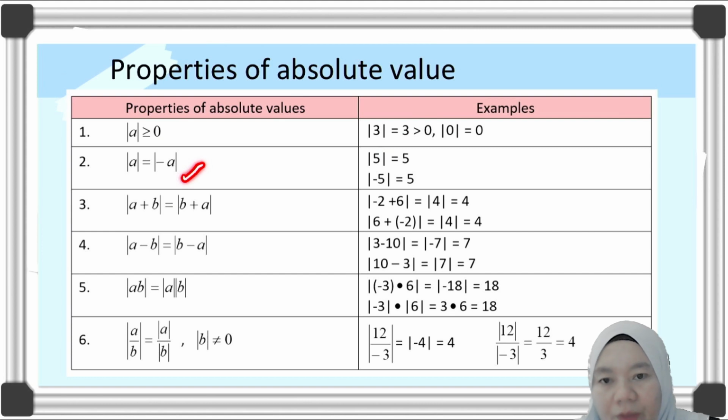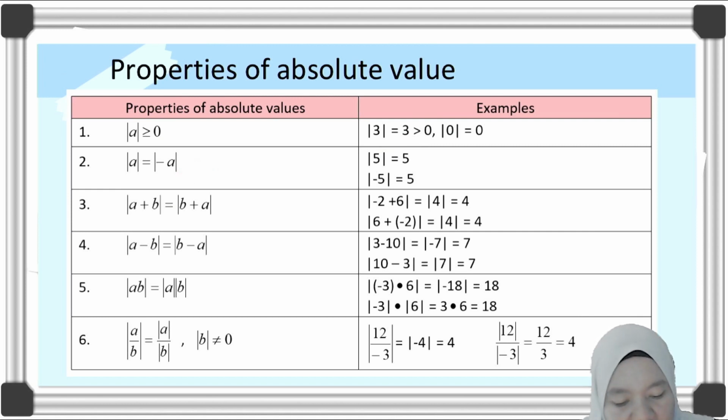Second property, the absolute value of a is equal to the absolute value of negative a. Now look at the example. The absolute value of 5 is 5, and the absolute value of negative 5 is also 5. So the conclusion is that the absolute value of a is equal to the absolute value of negative a.